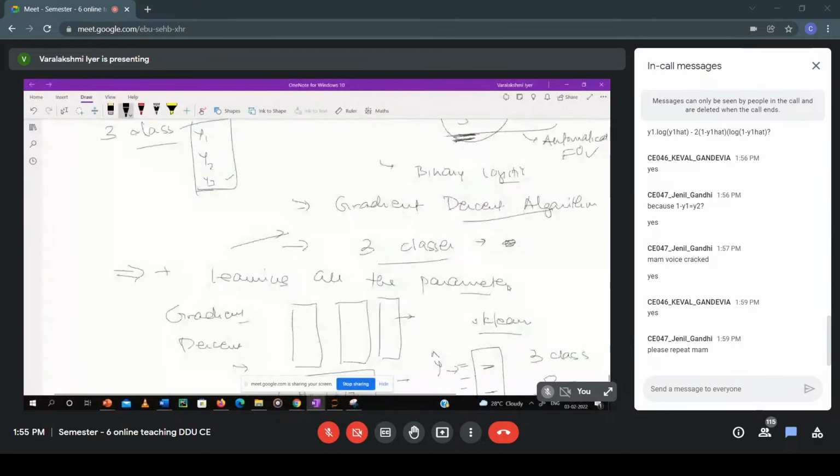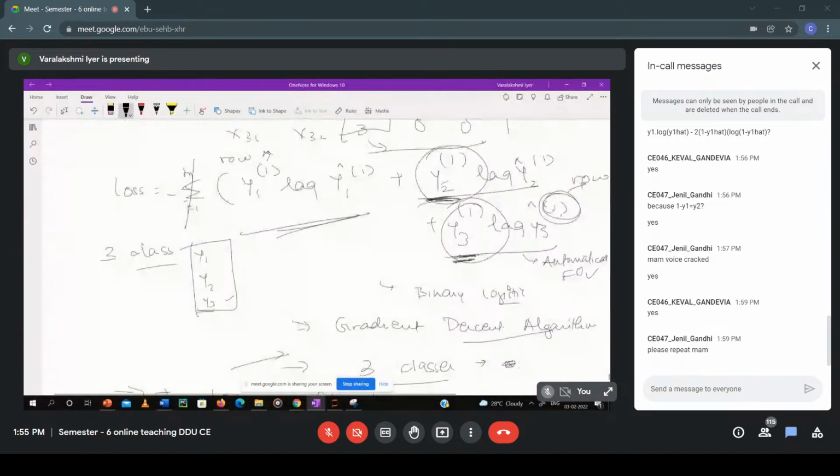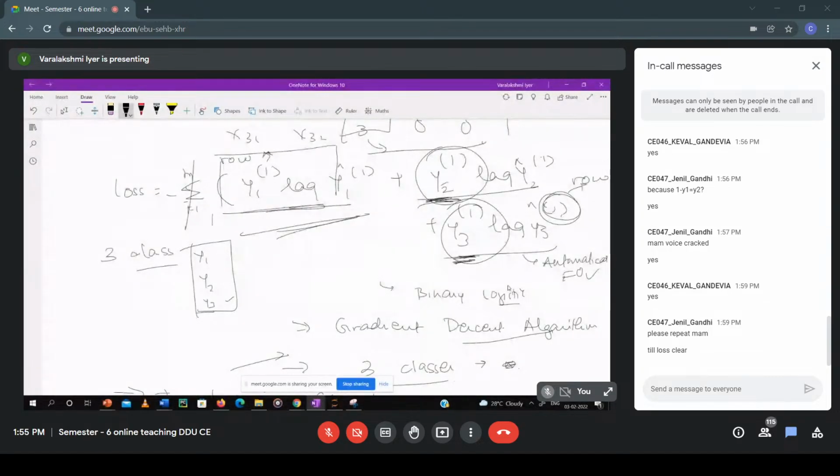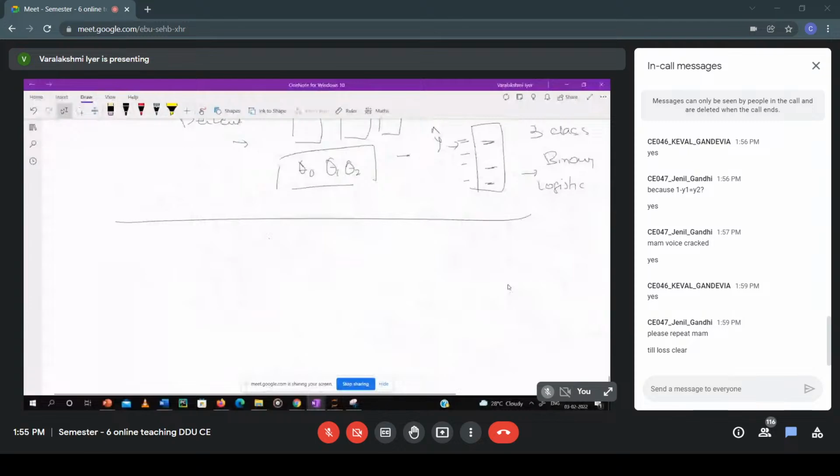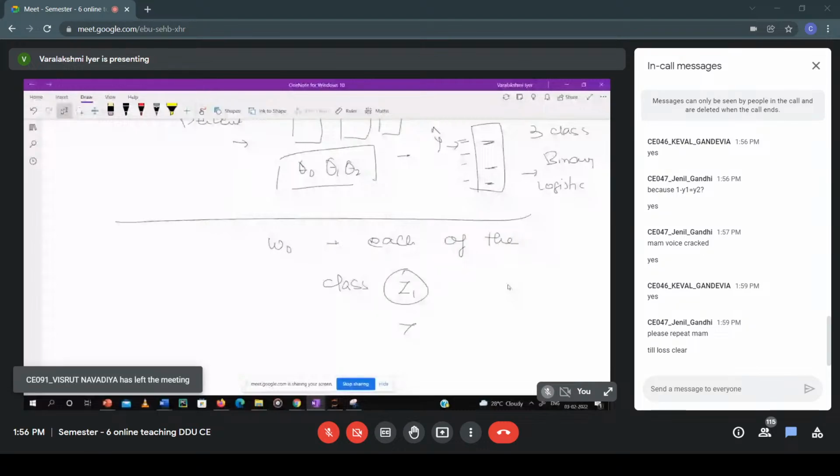See, up to this everyone is clear. So we are having this y1 hat. This is what you'll be having for the first row. This is the loss function that you'll be having. Till loss, it is clear. This is for the first row. And in yesterday's class, if you recall, we had discussed something called parameters. For each of the classes, we'll be having Z1, Z2, and Z3, yes or no? In yesterday's class, we had discussed about Z1, Z2, and Z3.